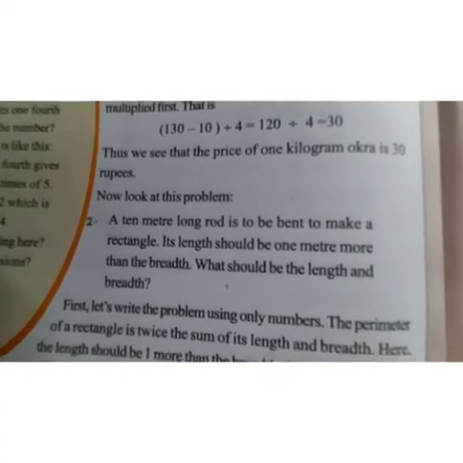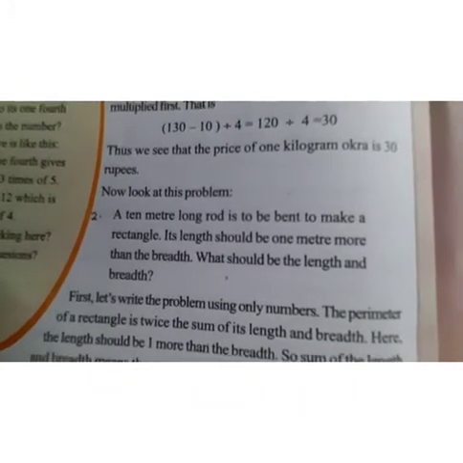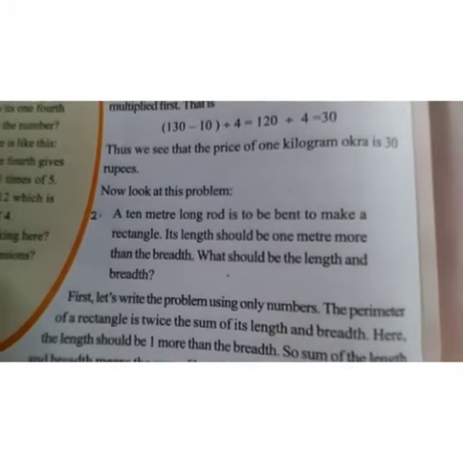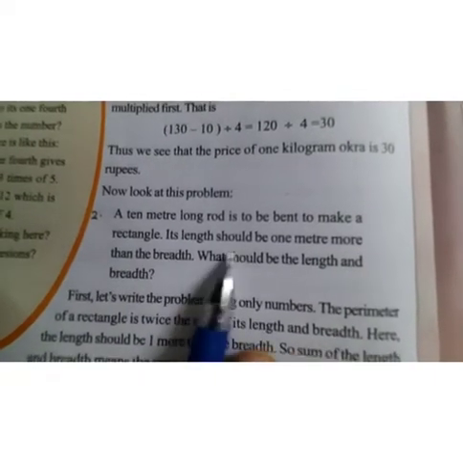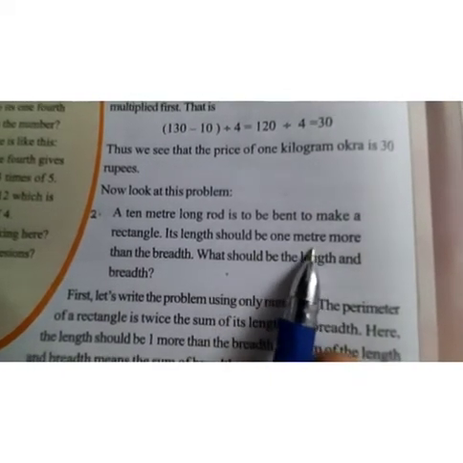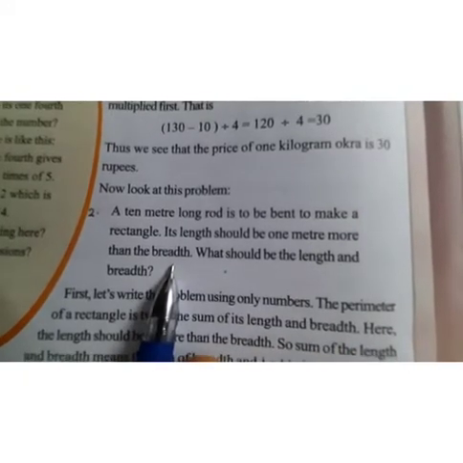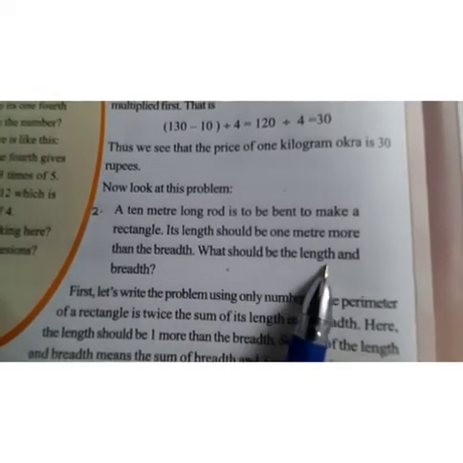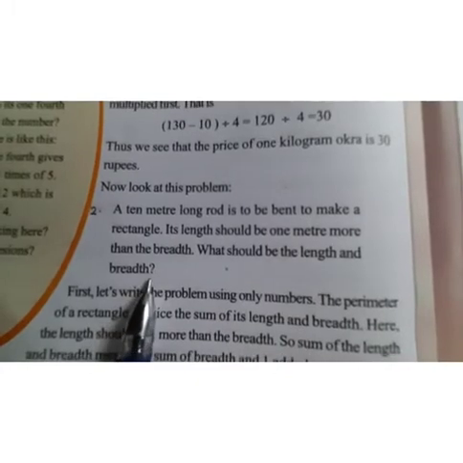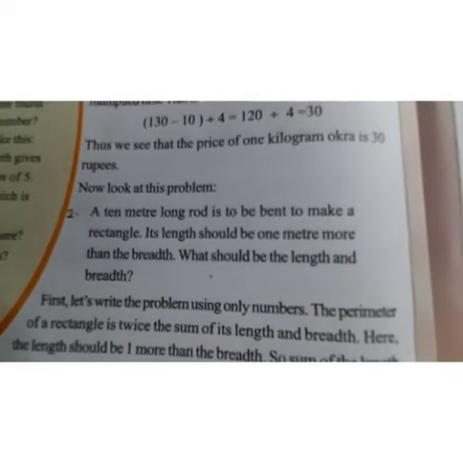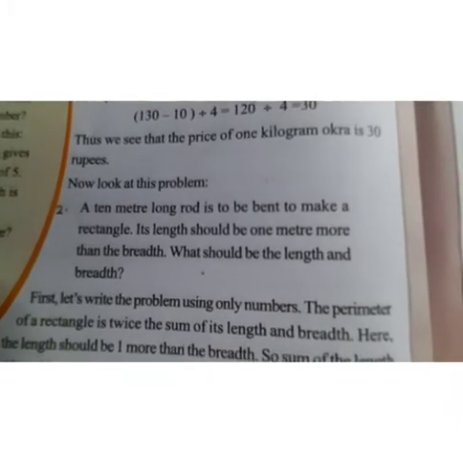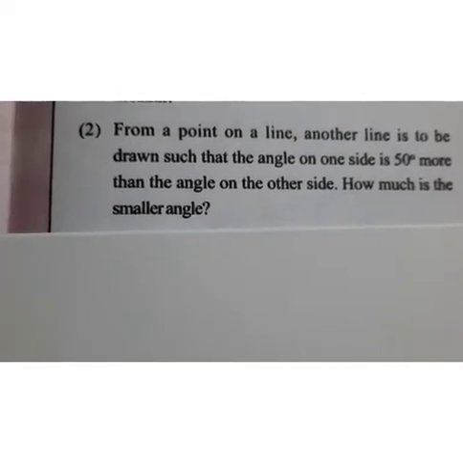Same like the previous question, there is one on page number 38. A 10 meter long rod is to be bent to make a rectangle. Its length should be 1 meter more than the breadth. What should be the length and breadth? This you try to do. Page number 38. See the second question.